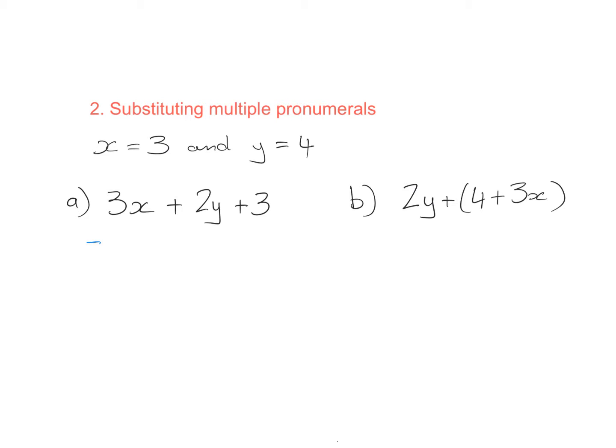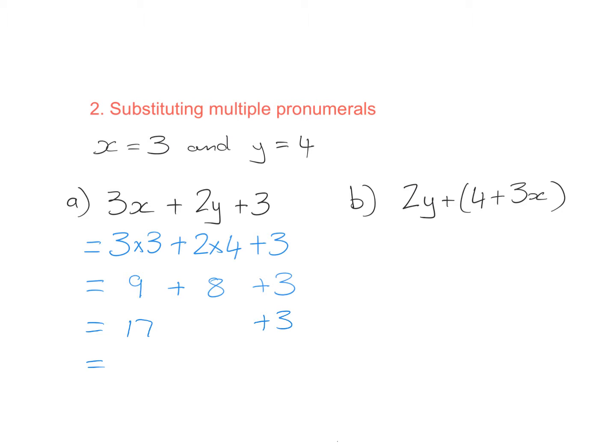Alright, let's see how we went. Well, a equals 3, and we're going to multiply it by the pronumeral of x, which is 3, added to 2, multiplied by the pronumeral of y, which here is 4, add 3. And then we have 3 multiplied by 3 is 9, added to 2 multiplied by 4 is 8, added to 3. 9 plus 8 is 17, add 3, and 17 add 3 happens to be 20.